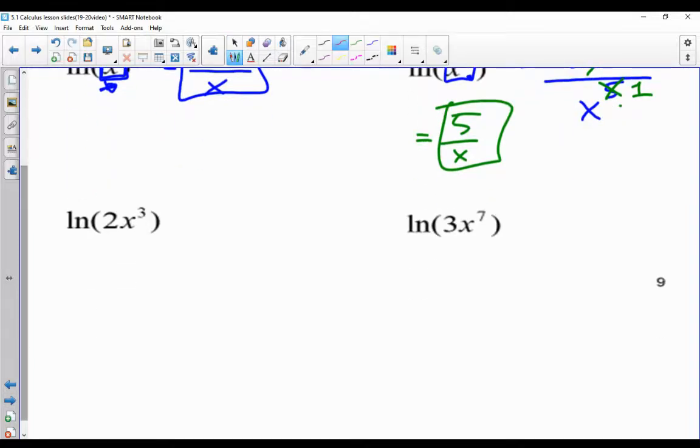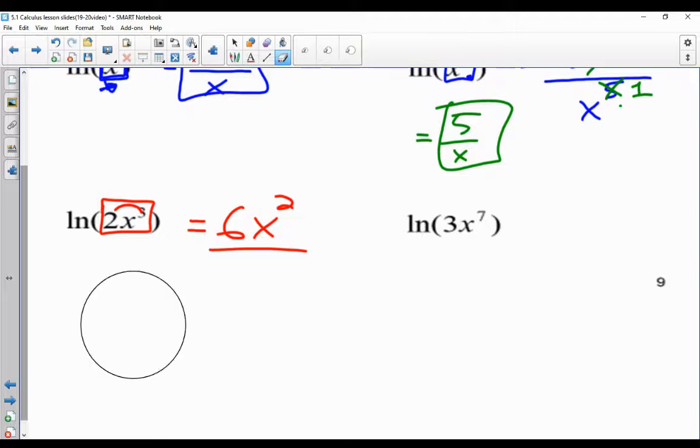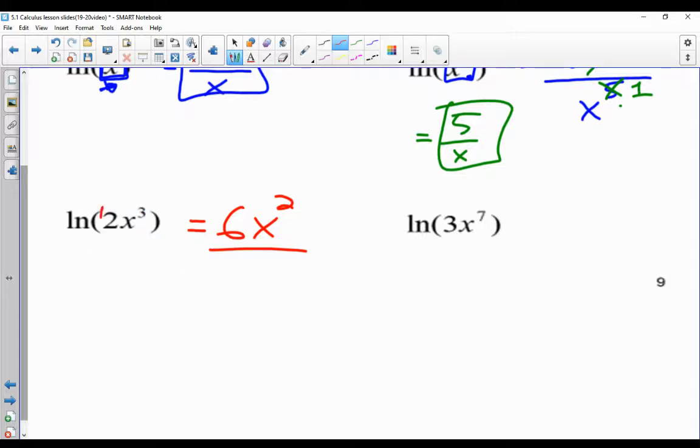So now this one, again, to derive this first, look at the inside, find its derivative. Multiply that 3 to the front and you'll get 6. And then your new power will be 1 less. Once you have the derivative, you then divide by the original. And the original was 2x cubed. So 2x cubed.